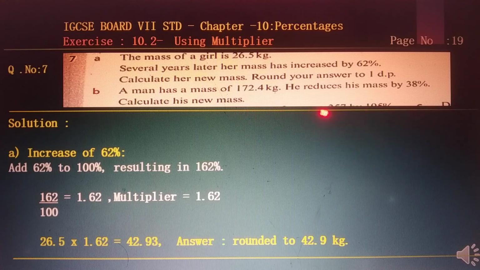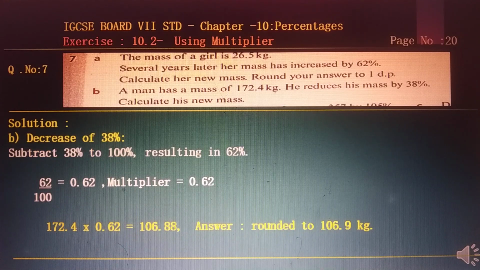First, for the increase, add 62 percent to 100. We are getting 162, so the multiplier is 1.62. The 1.62 multiplied with the 26.5 kg, finally rounding, we are getting 42.9 kg.